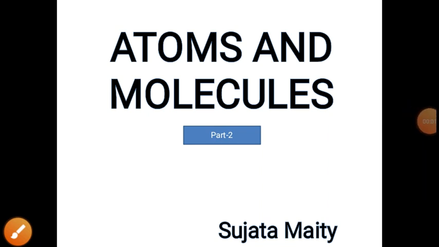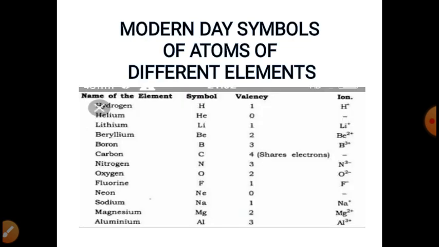Hello students, today we are going to start Atoms and Molecules part 2. Last class you have seen the symbols for some elements as proposed by Dalton. Dalton was the first scientist to use the symbols for elements in a very specific sense. Let us look into this slide of modern day symbols of atoms of different elements.